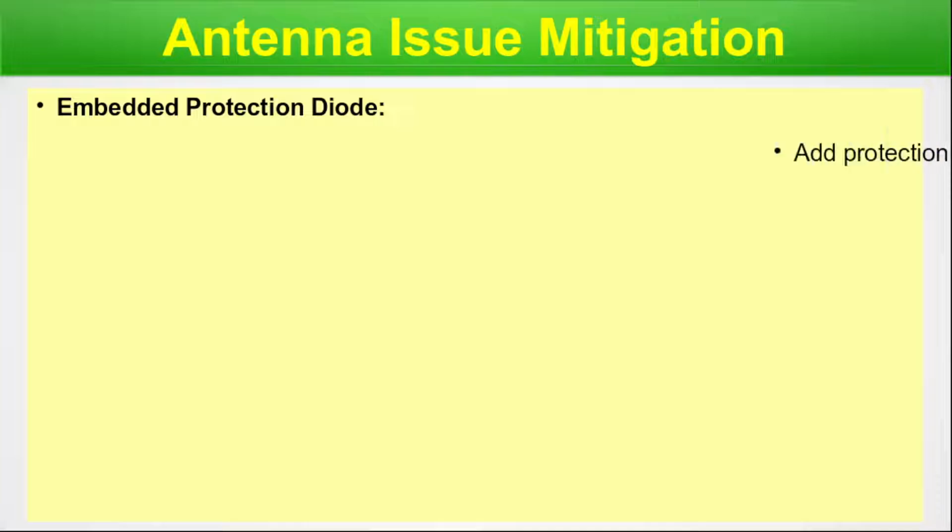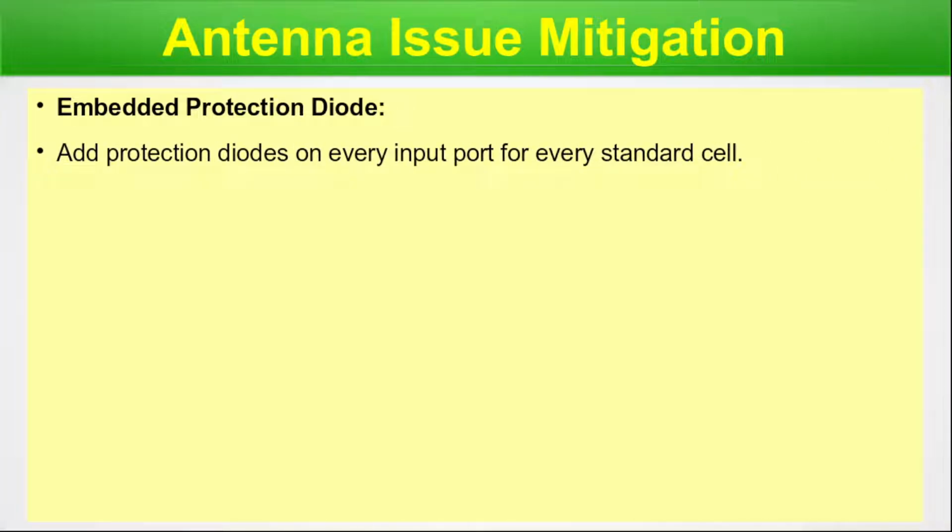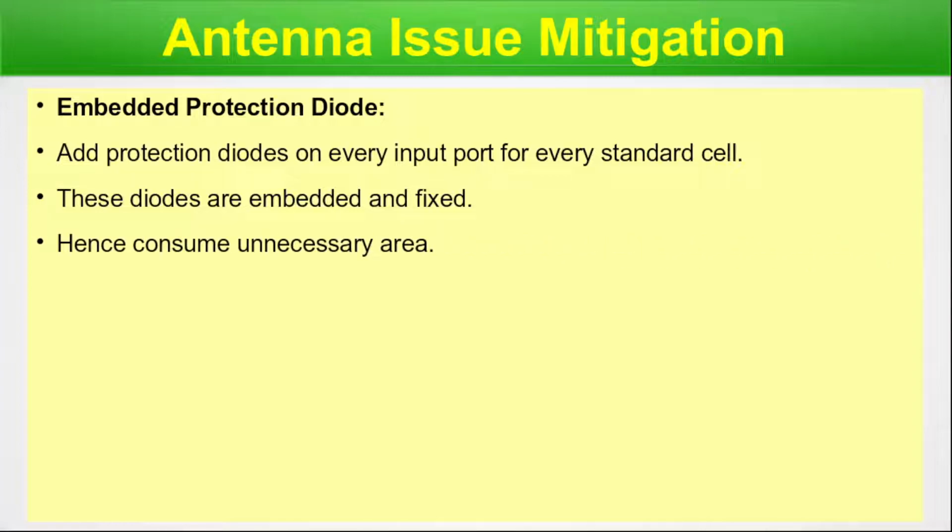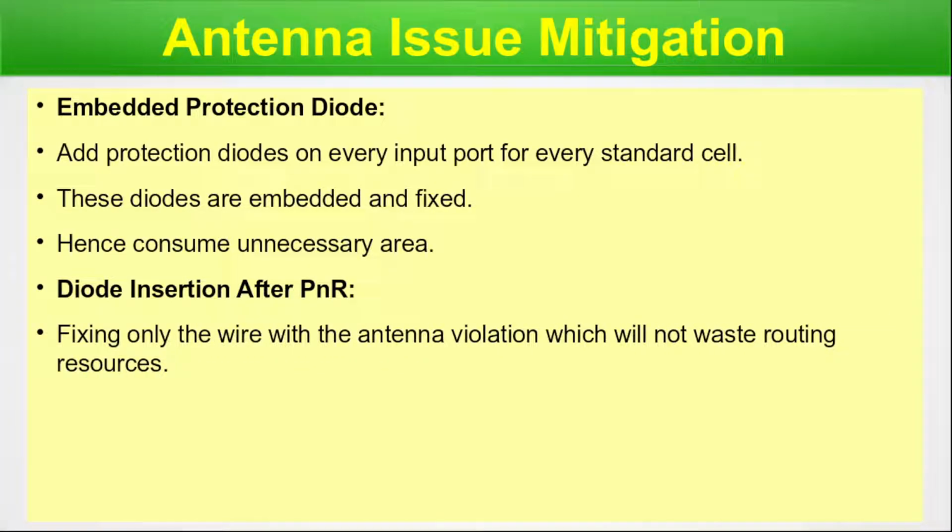Antenna issue mitigation. Here we will proceed with two more mitigation techniques. Embedded protection diode. Add protection diodes on every input port of every standard cell. Here we are using a precautionary diode. These diodes are embedded and fixed, hence they consume unnecessary area. Diode insertion after PNR. Fixing only the wire with antenna violation, which will not waste routing resources.